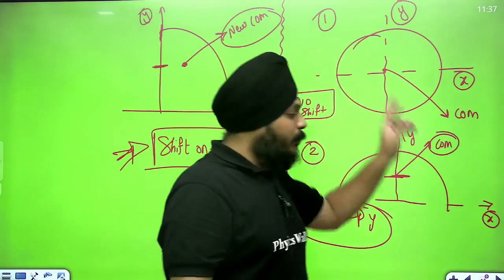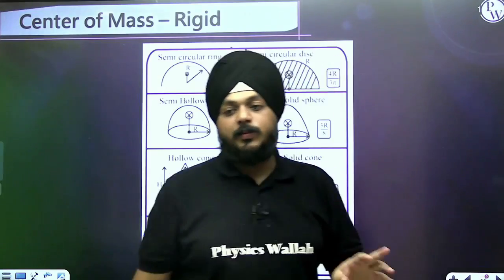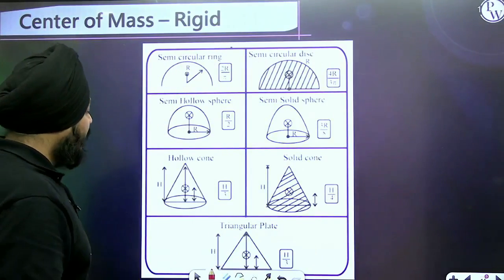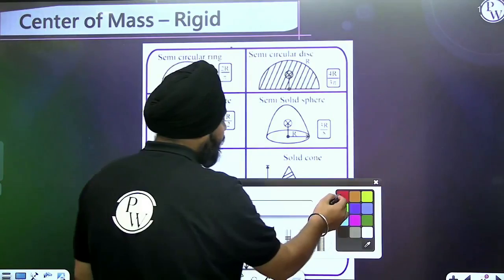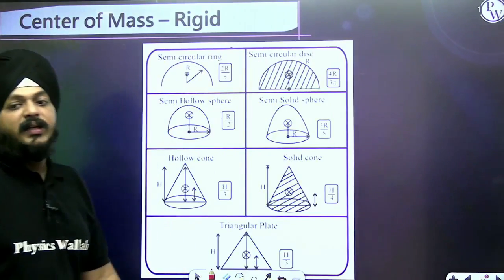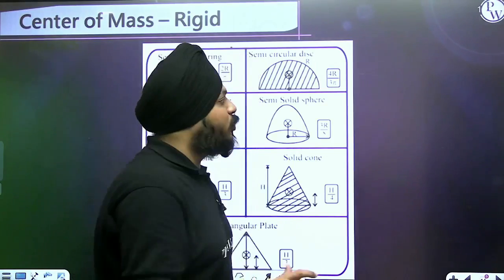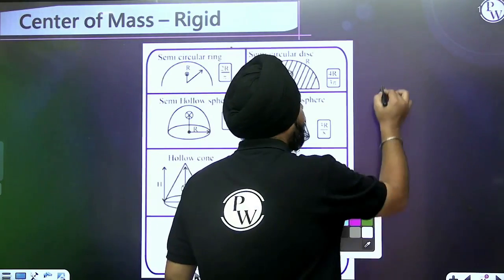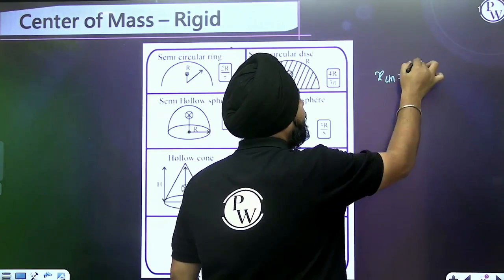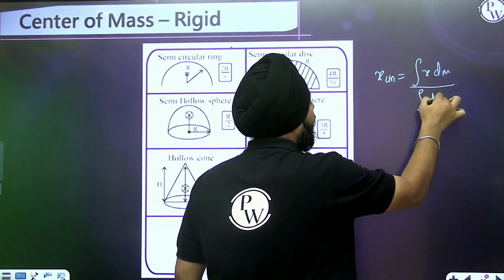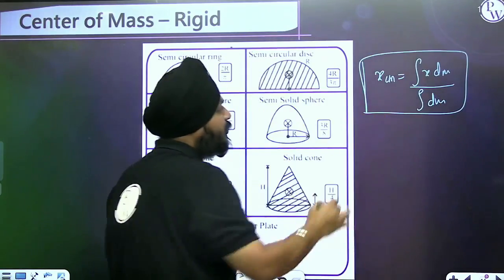This logic we are going to use in dealing with the center of mass for the continuous bodies. Center of mass of the continuous bodies have specific formulas. First of all, the important formula is this: x center of mass is equal to integration of x dm whole divided by integration of dm. We are going to use this formula.